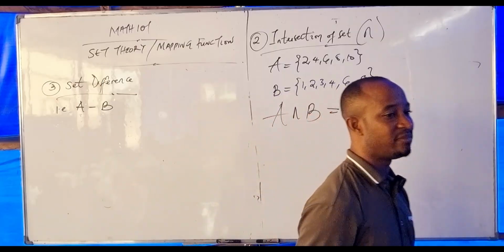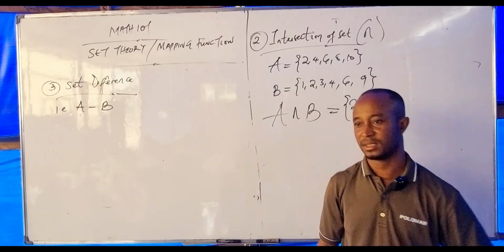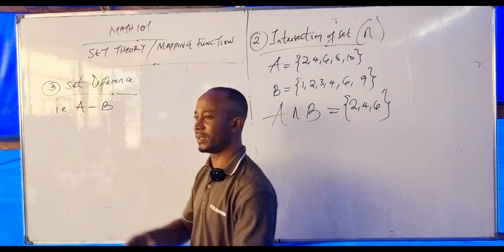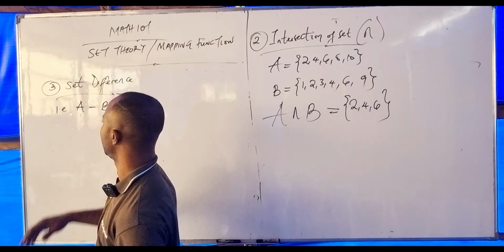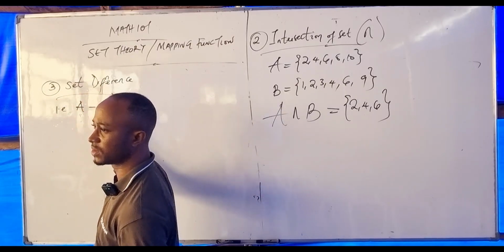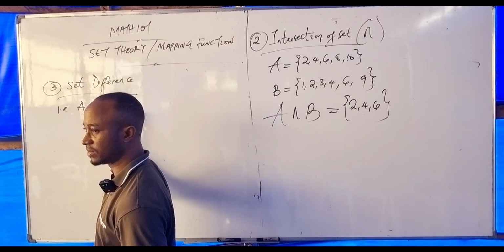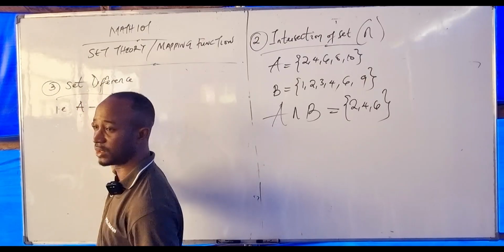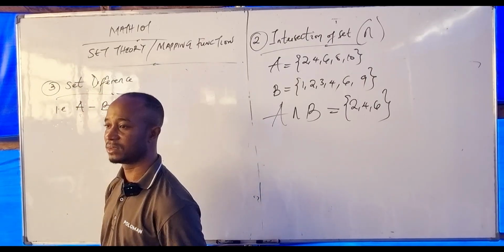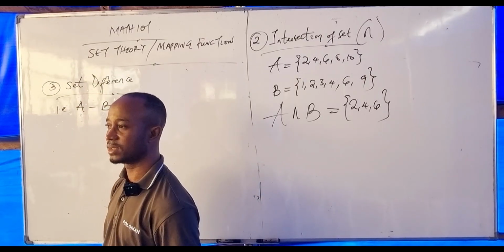Set difference between A and B, that is A minus B, includes all the elements that are found in A but not in B. Have you captured that? This includes all the elements that are found in A, but not in B.